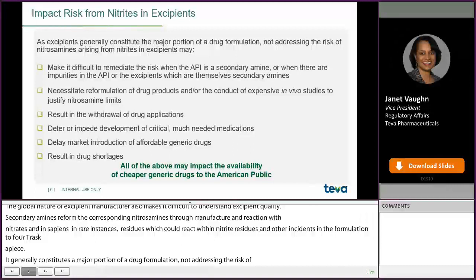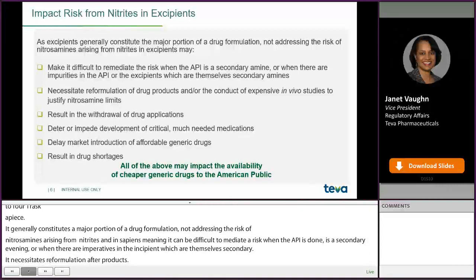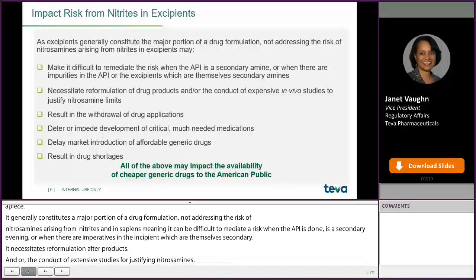It may result in the withdrawal of drug applications or deter or impede development of critical, much-needed medications. It may delay market introduction of affordable generic drugs and result in drug shortages. All of the above may impact the availability of cheaper generic drugs to the American public.